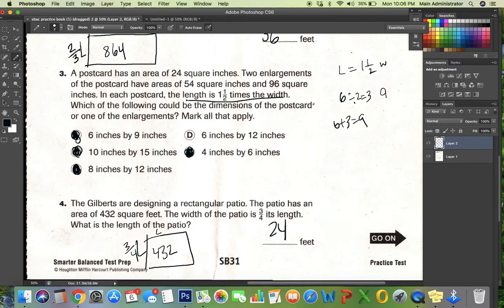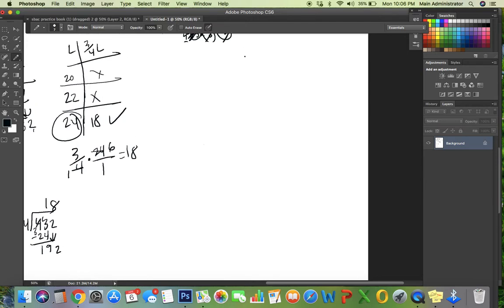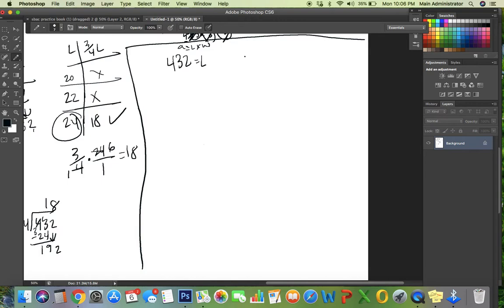If you're interested, I'm going to solve for this variable using an equation, like I did on the other problem. So how that's going to look is, 432 is your area, because area equals length times width. Equals the length, and my width I said was 3/4 of my length, but I'm going to use L as the same variable. That's what width is. It's 3/4 of L.